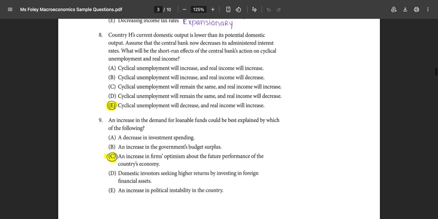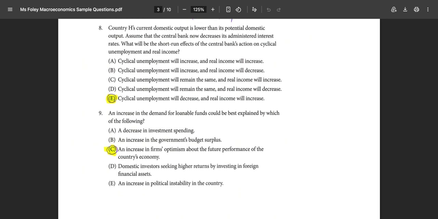Country H's current domestic output is lower than its potential domestic output. Assume that the central bank now decreases its administered interest rates, so that's the IORB. What will be the short-run effects of the central bank's action on cyclical unemployment and real income? So I said that cyclical unemployment will decrease and real income will increase, because that's what happens when we decrease IORB, that is expansionary monetary policy.